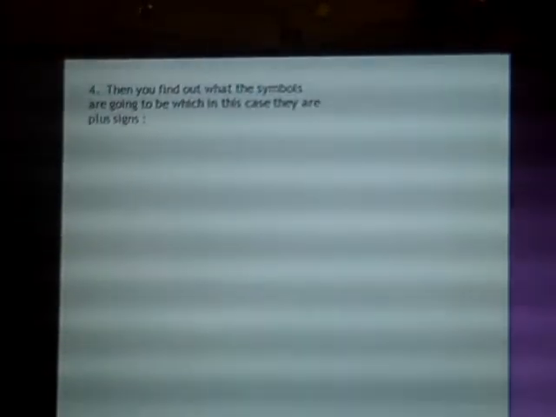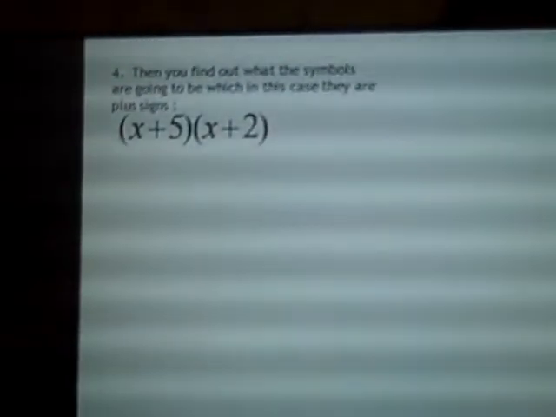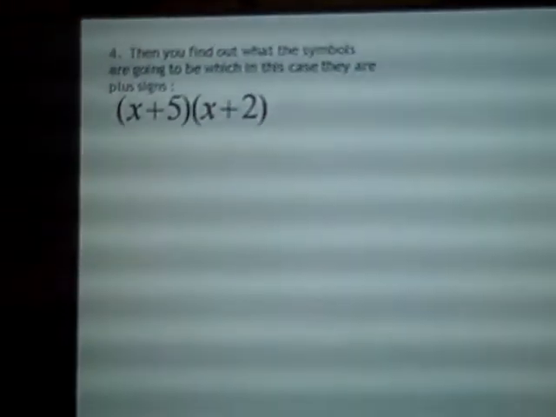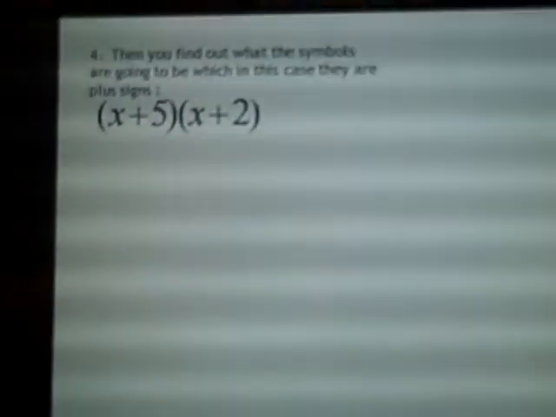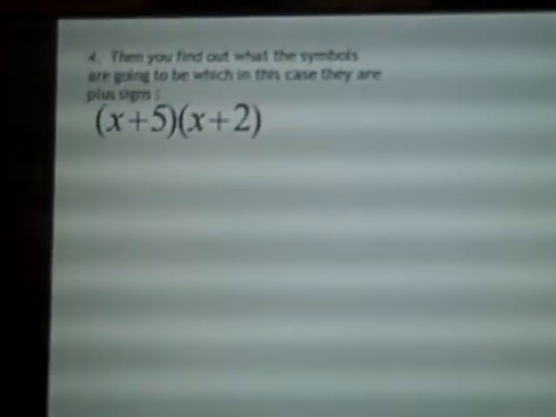Then you find out what the symbols are going to be, which in this case are adding signs. And the problem becomes x plus 5 times x plus 2.